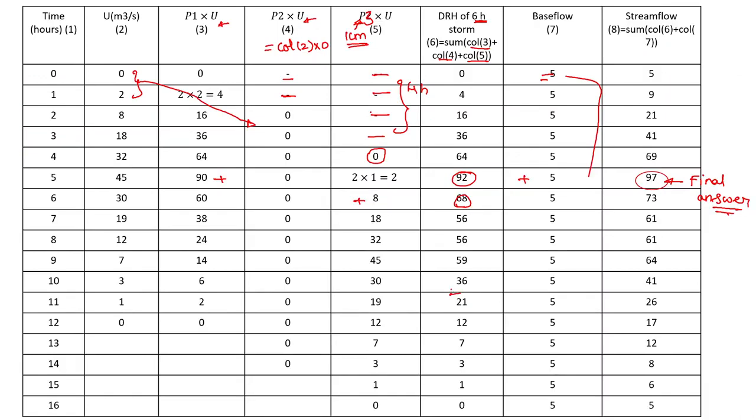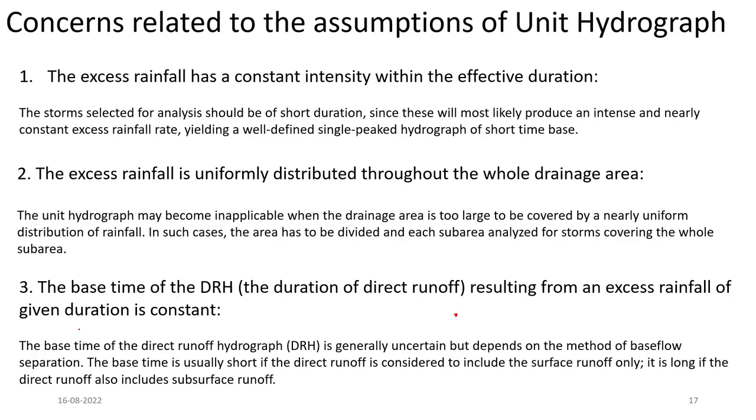So this is a very long procedure, so one can avoid this procedure by knowing this trick. That is all about assumptions and the theory. So what are the concerns related to the assumptions of unit hydrograph? One is that we assume that excess rainfall has a constant intensity within an effective duration.